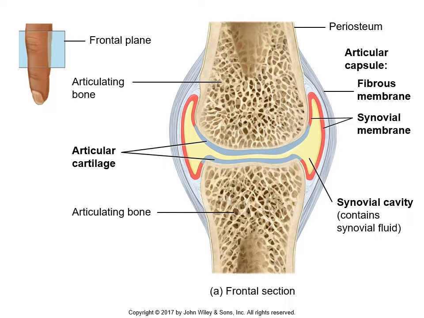Those synovial joints have articular cartilage present. That articular cartilage is going to line both ends of the bone. And the whole idea is you want two very smooth, very non-frictional, soft ends of the bone coming together to minimize the amount of friction that's going to build up.